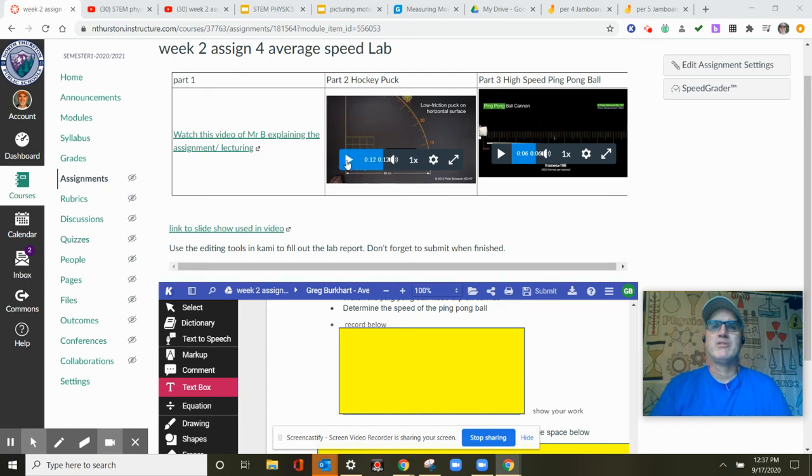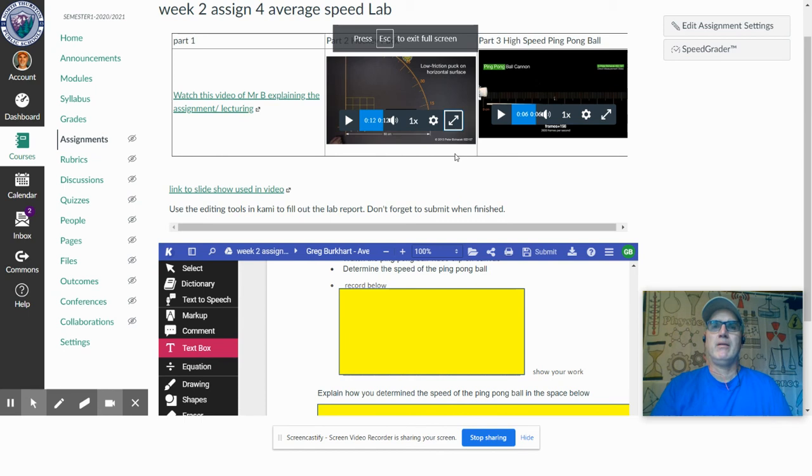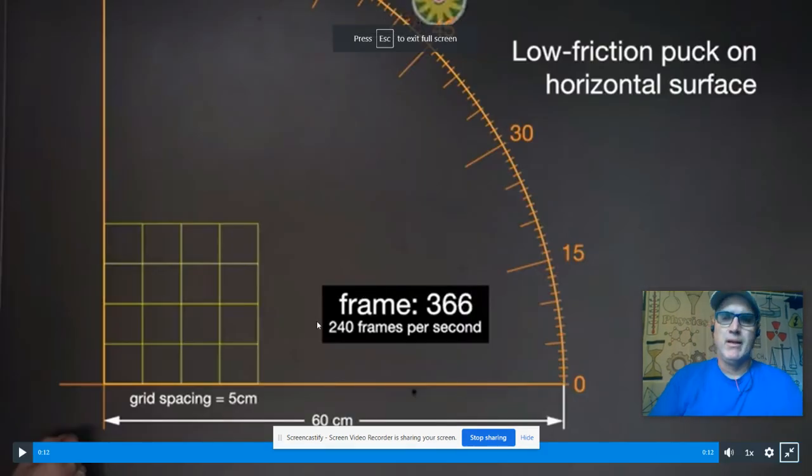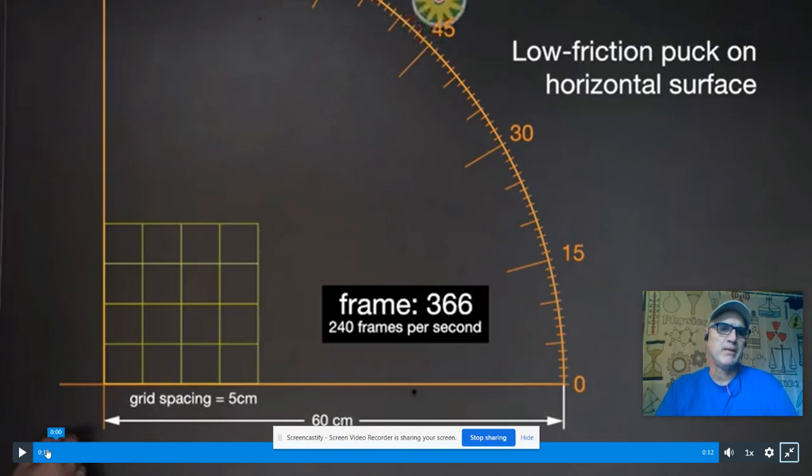I'm getting a lot of questions about how you figure this out with these hockey pucks. There's a couple of levels to this question, and you can decide what level you want to be at. At a basic level, we can watch this hockey puck travel.